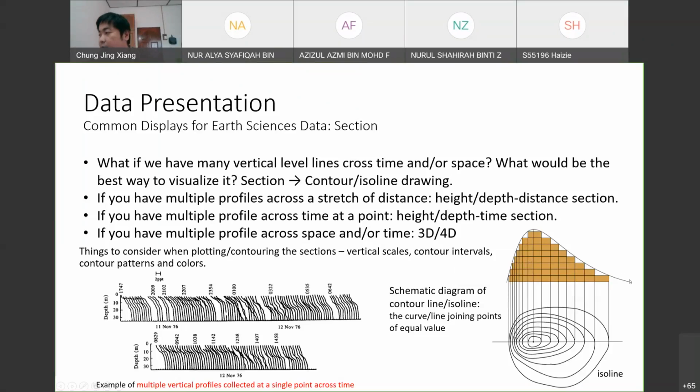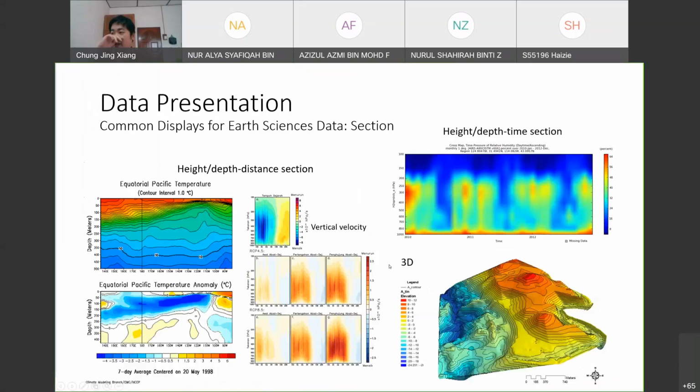Next, this is an example of a section. You have a lot of vertical profiles, so when you draw it, it looks something like this. This line is called an iso line. In this situation, you can't really see a circular contour, but sometimes you can, like this one, which is a bit circular. You can see that they use color and they draw every line of the contour, but they use color instead.